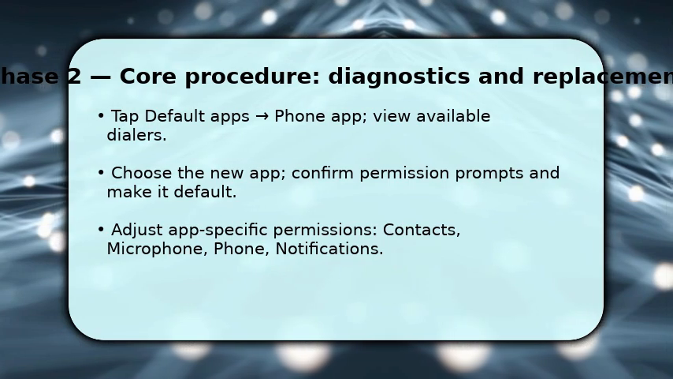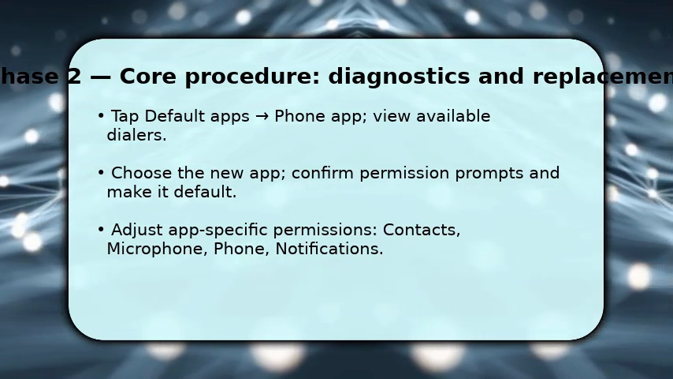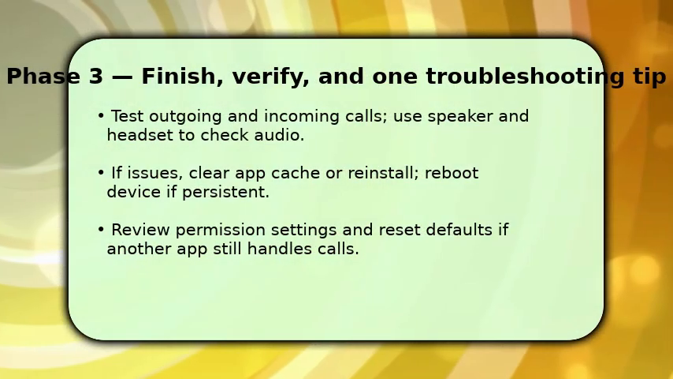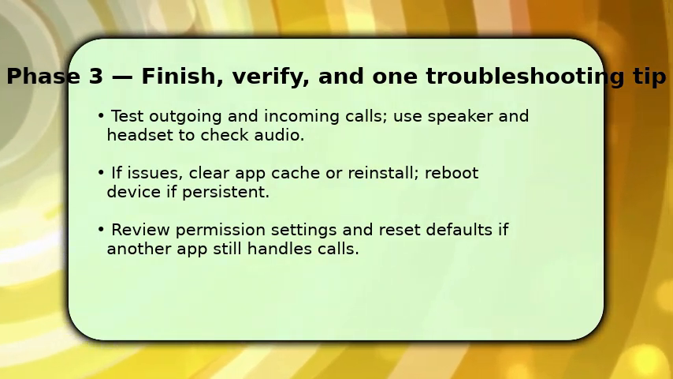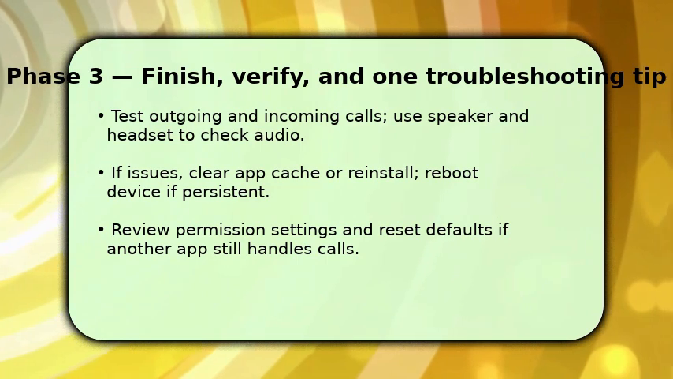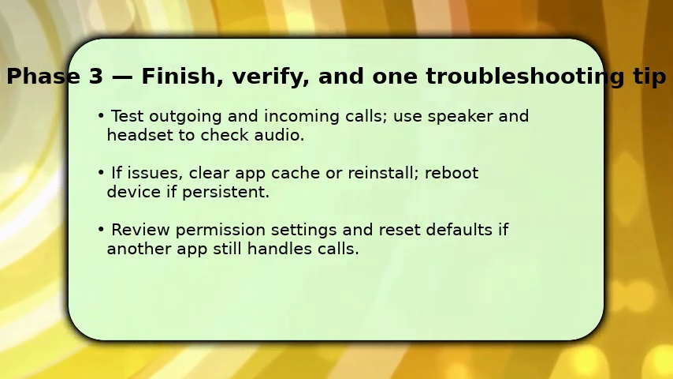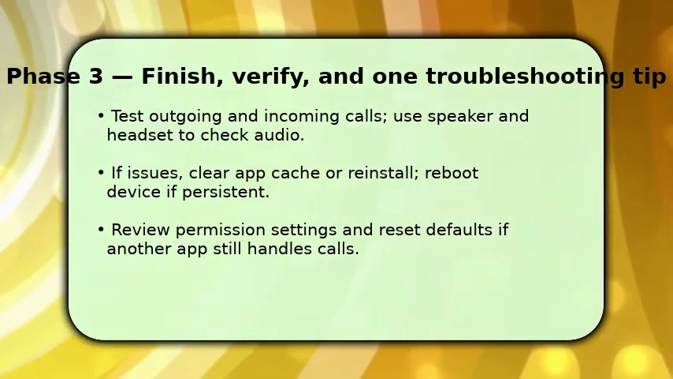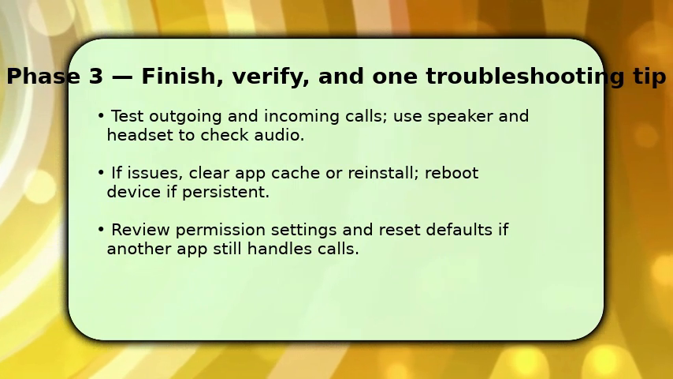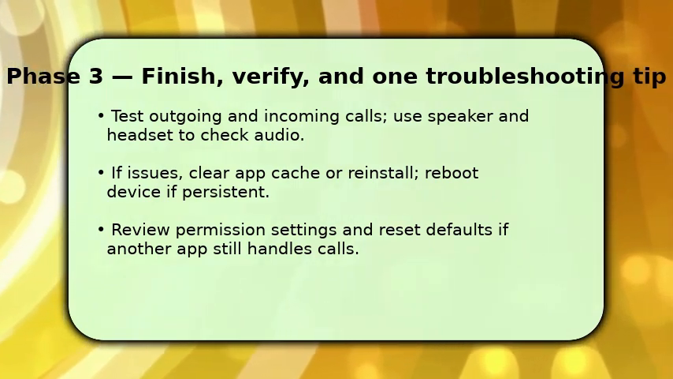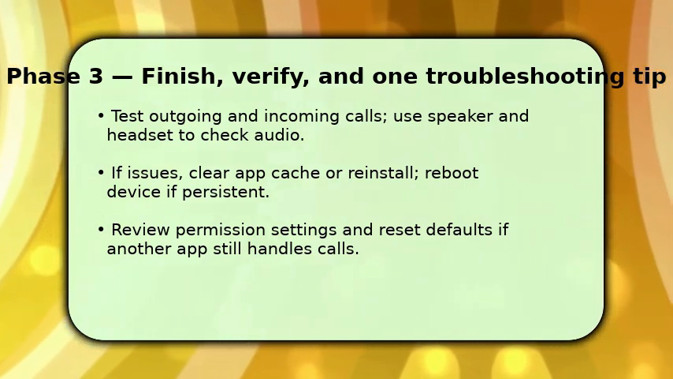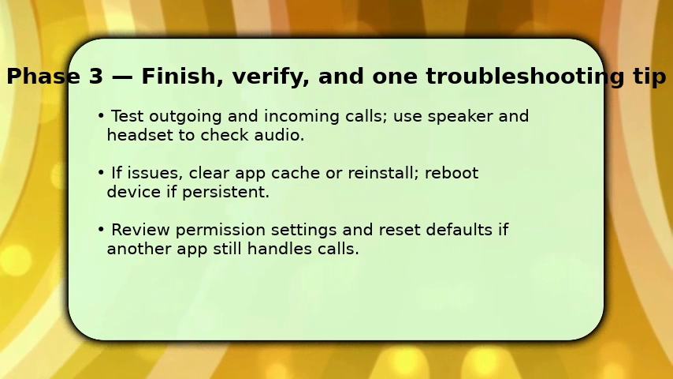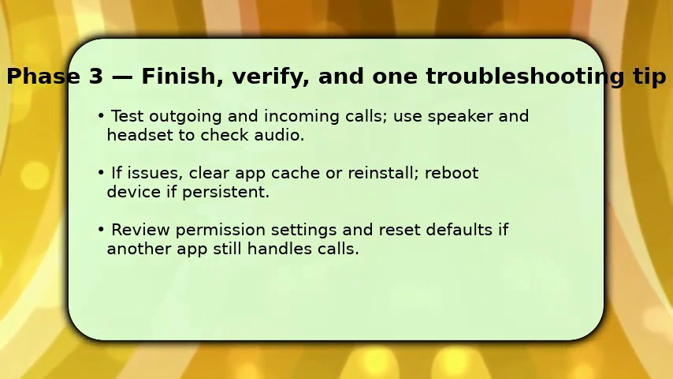You finish by verifying the change and knowing one key troubleshooting tip. Place an outgoing test call and have someone call you back. Try speaker and headset to confirm audio routing. If the new app misbehaves, clear its cache, reinstall it, and reboot the device. These steps often resolve registration or permission glitches. Make sure permissions remain enabled, and if another app still handles calls, return to default apps and explicitly reset the phone app selection.